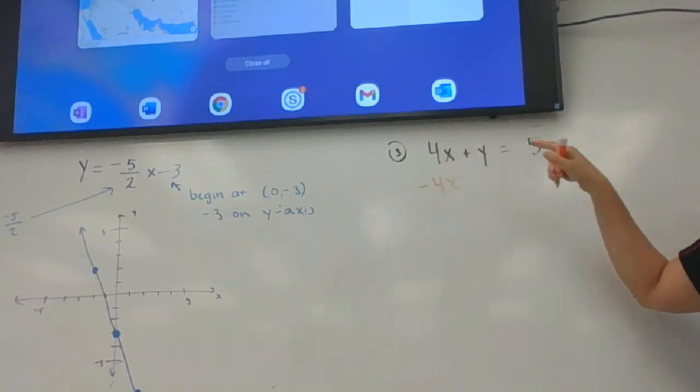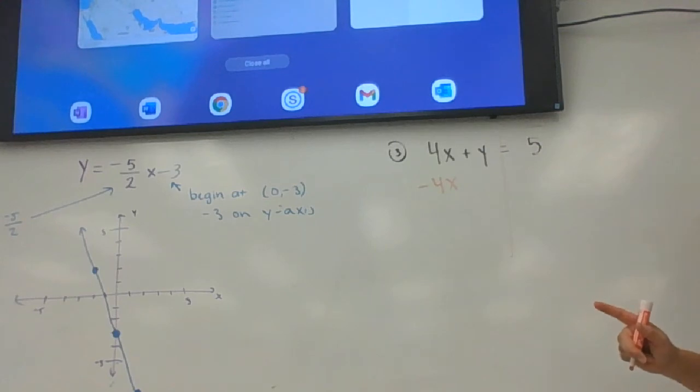Mikhail, do you have this graph? This is not snack time. It's time to graph.